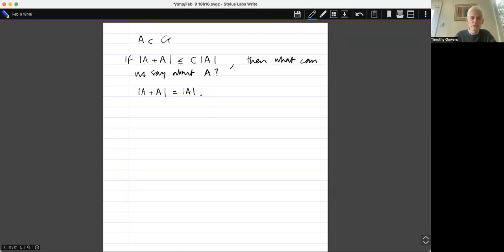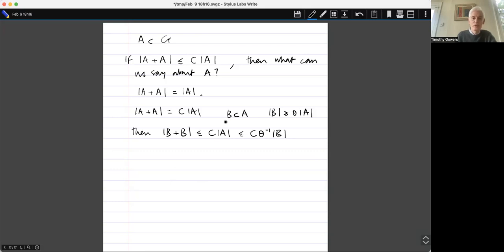Now another observation is that if the size of A plus A is at most C times the size of A, and B is a subset of A, and B has size at least, I don't know, theta times the size of A, then obviously the size of B plus B is less than or equal to C times the size of A, which is less than or equal to C theta to the minus 1 times the size of B. So if we regard being bounded above by some absolute constant C times the size of the original set as being our measure of having a small sum set, then if I take a subset of A that's of proportional size compared with A, then B will also have a small sum set.